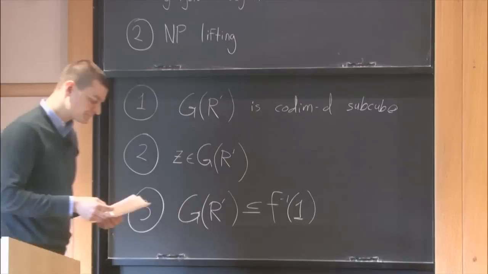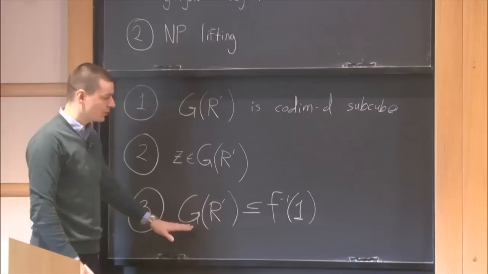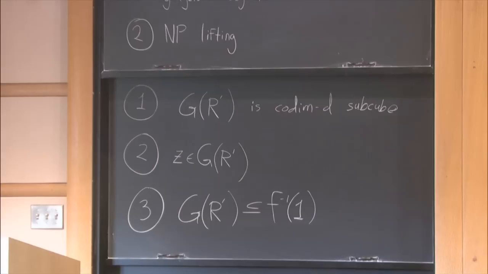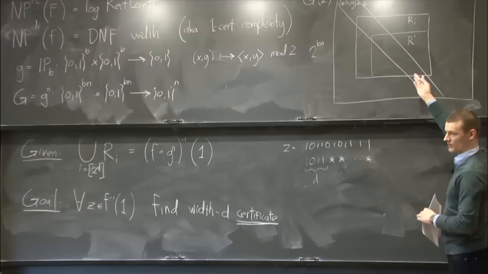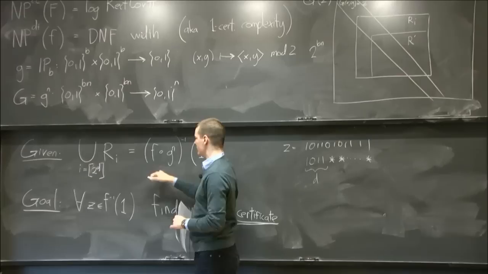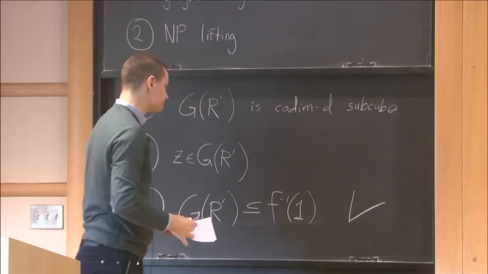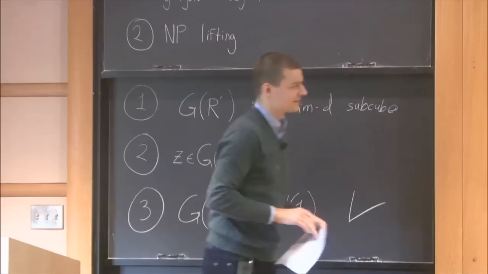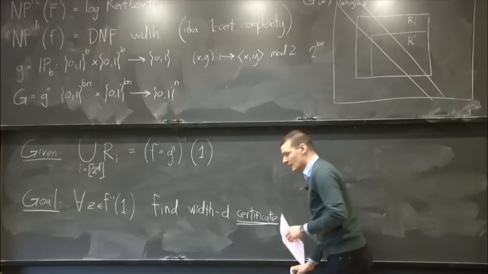So I should mention the third property is automatic according to our strategy, because we will find R prime as a sub-rectangle of one of the rectangles we've been given, and these are all one inputs of F. So this is really kind of automatic. This property is the crux. This is some subtlety. But we'll see if I have time to put the whole proof. You cannot do it for every Ri, right? For every R in the cover. It just needs to be large. Yes. Okay. So that's what I'm going to use eventually.